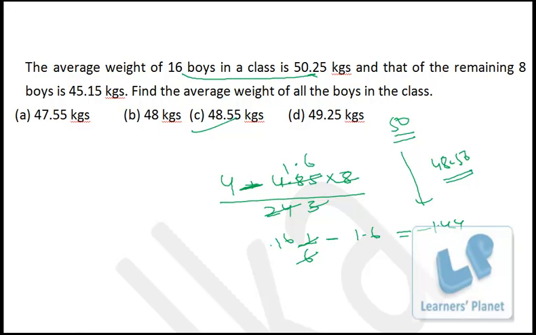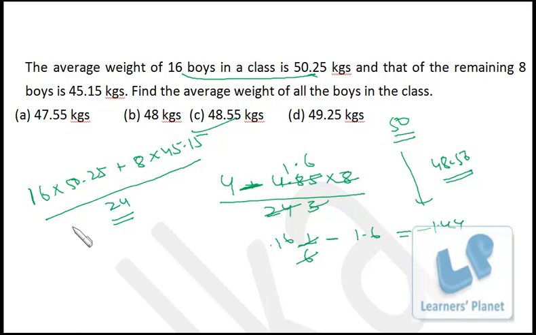Or alternatively, 16 into 50.25 plus 8 into 45.15 divided by 24. This will be your answer. So to shorten the calculation, we used this method.